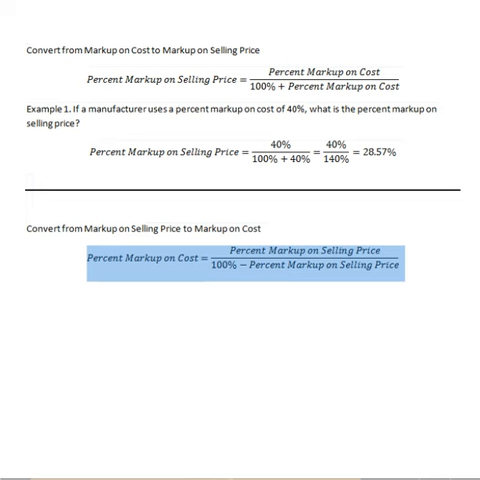Now you'll notice that the two formulas are pretty similar. One way to help remember which one's which is that the percent markup on cost should always be a higher percentage than the percent markup on selling price. So if you plug it into the wrong formula, you'll notice that you have the wrong value.